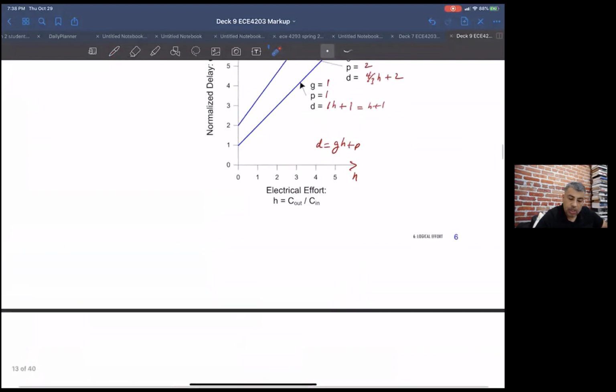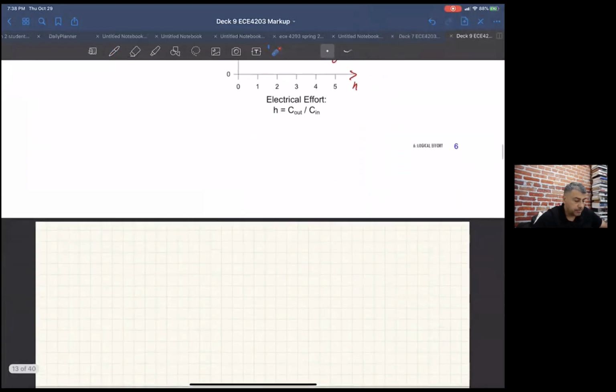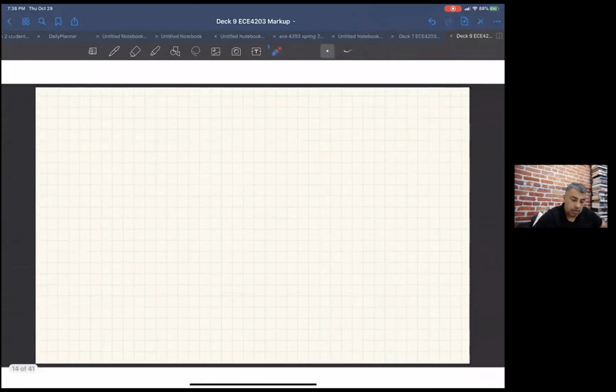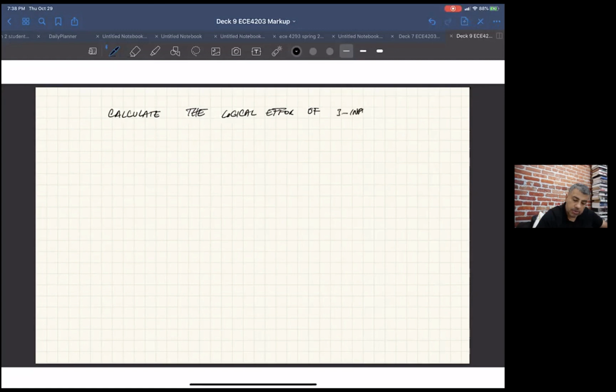Okay, so let's do another example. Calculate the logical effort, so do the same stuff for a 3-input NAND gate. Why don't you guys give that a shot, and we'll do it together.